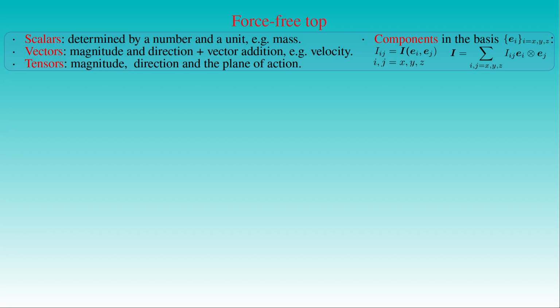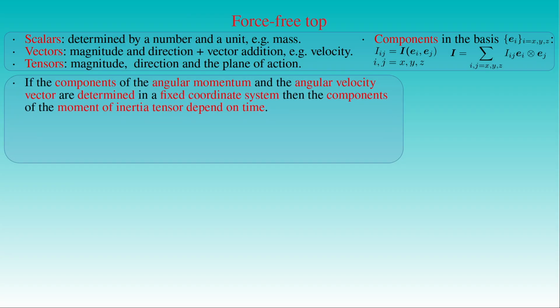The basis expansion of vectors and tensors and the formula expressing the angular momentum by the product of the inertia tensor and the angular velocity vector clearly show the following. If the components of the angular momentum L and the angular velocity vector omega are determined in a fixed coordinate system in space, then the components of the moment of inertia tensor depend on time. This is due to the fact that the angular momentum of a force-free top has constant components in a coordinate system at rest, whereas the components of the angular velocity are time-dependent in the rest frame. For the product of the moment of inertia matrix and the angular velocity vector to be constant, the elements of the matrix must depend on time.